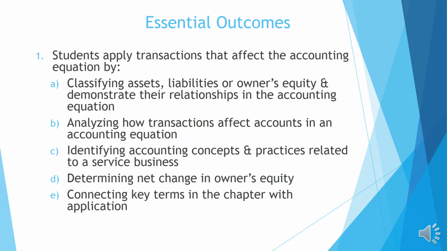Essential Outcomes. Each chapter you will be given essential outcomes that will show you what you are expected to know by the time you reach the end of the chapter. In this chapter, you will be applying transactions that affect the accounting equation by A. Classifying assets, liabilities, or owner's equity and demonstrating their relationship in the accounting equation.